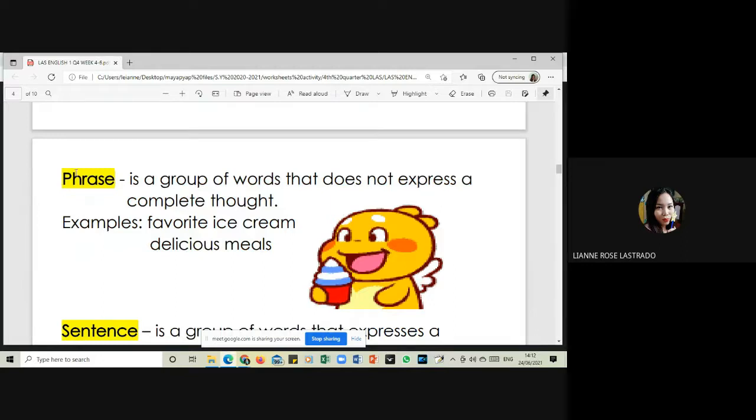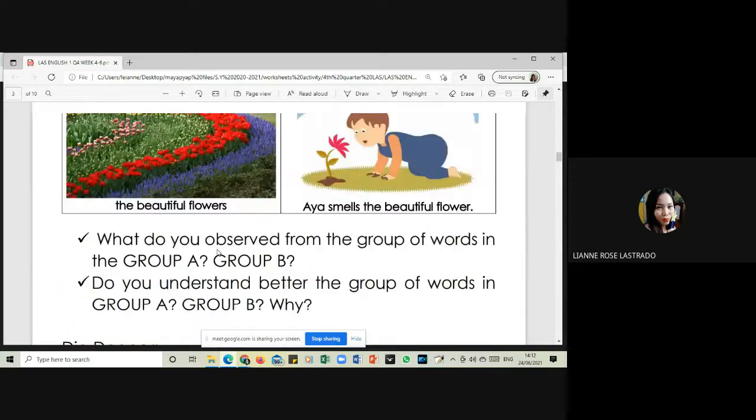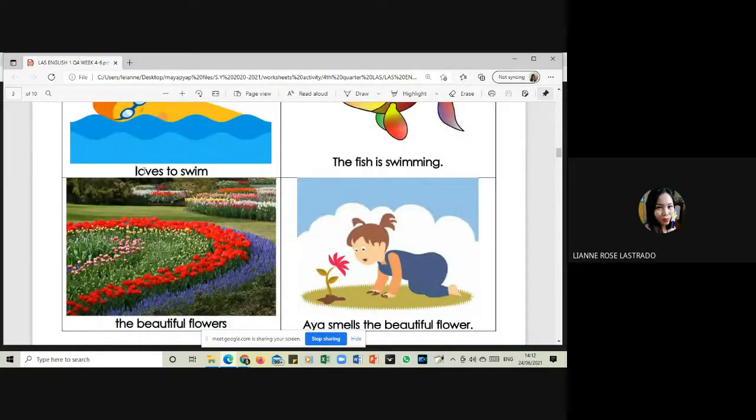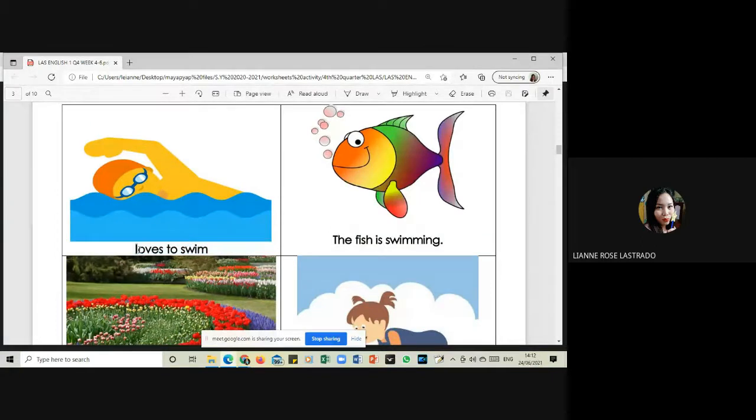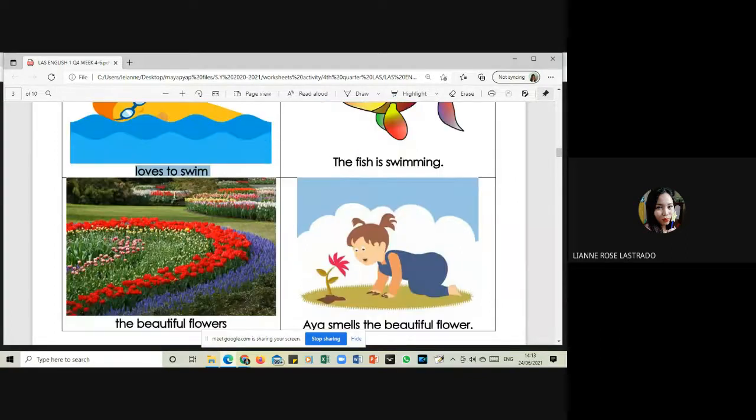So when we say phrase, it is a group of words that does not express a complete thought. Now let's go back to the group of words here. Loves to swim. Yes, you know, loves to swim, but who is that someone who loves to swim? It is not indicated here. While in the second group of words, it is stated here that the fish is swimming. Okay? So this is much better. We can understand the group of words here and the thought is complete. While in this one, it is not complete. So therefore, this is a phrase.